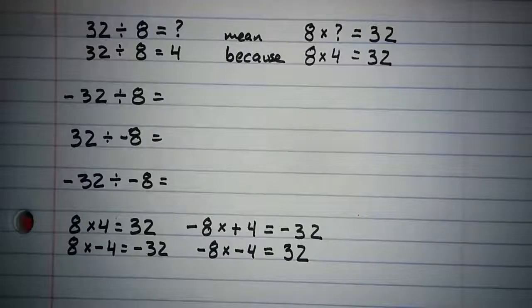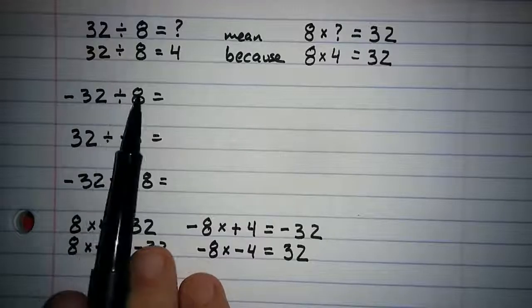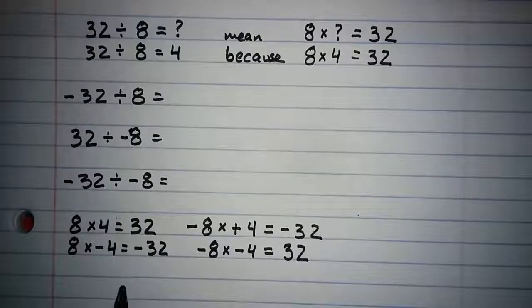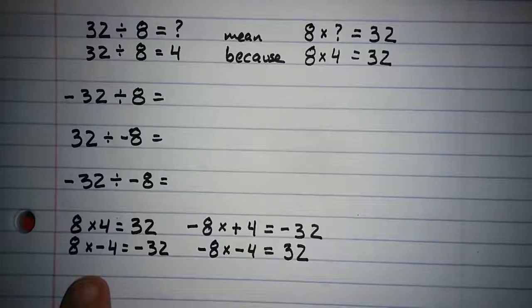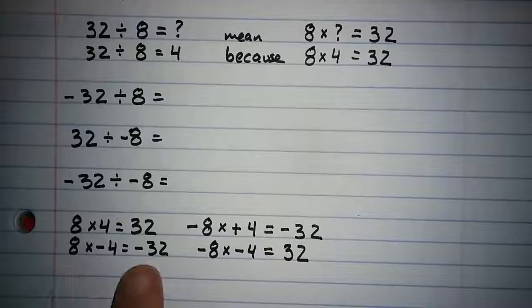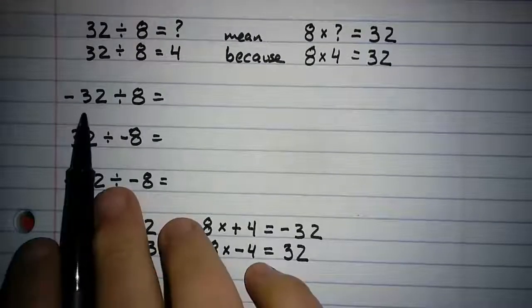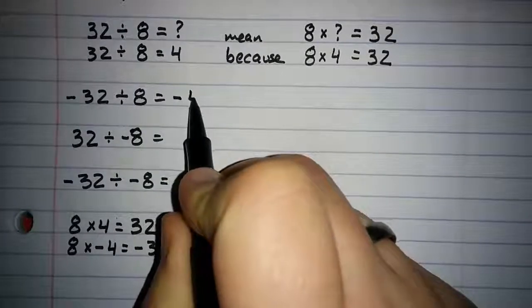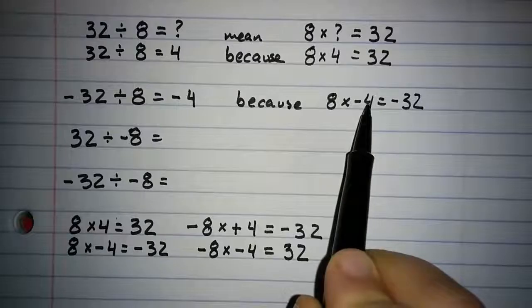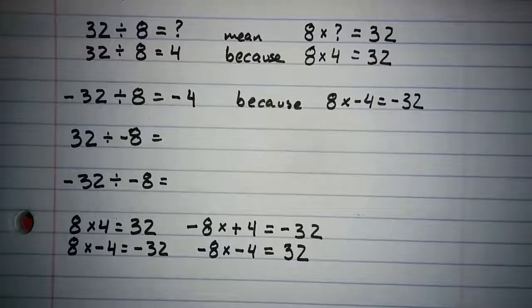Okay, so what do we need to multiply positive 8 by to get negative 32? We want to find negative 32 as the result. That means we want one of these two. Which one has positive 8? This one. Negative 32 divided by positive 8 must be negative 4, because positive 8 times negative 4 is negative 32.